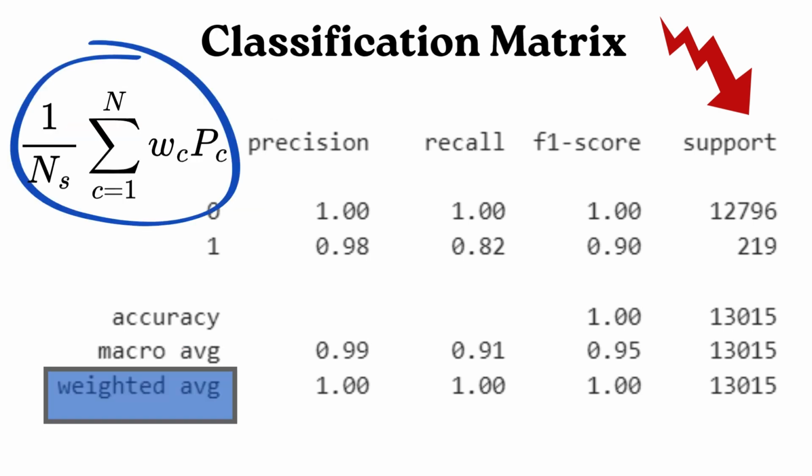Another interesting one is the weighted average. The weighted average does not just take the mean value. It considers the number of samples in this calculation. So here the weights are the number of samples for the positive cases and for the negative cases. In our case, for negative cases we had 12,796 and for positive cases 290. So this calculates the weighted average.